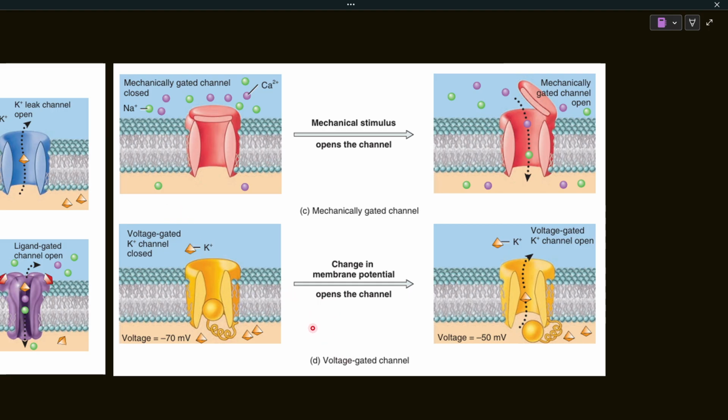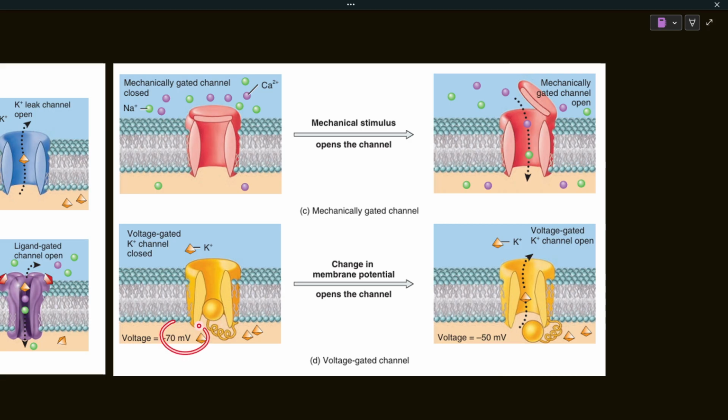Then the last and most important ion channel is the voltage gated ion channel, which is going to react to the change in the membrane potential. So due to certain reasons, let's say the membrane potential is changed. Let's say due to the leakage of ions, due to opening of leak channels, the membrane potential changes from minus 70 millivolts to minus 50 millivolts, and this change will be sensed by this channel, and it is going to cause a conformational change in the protein itself.